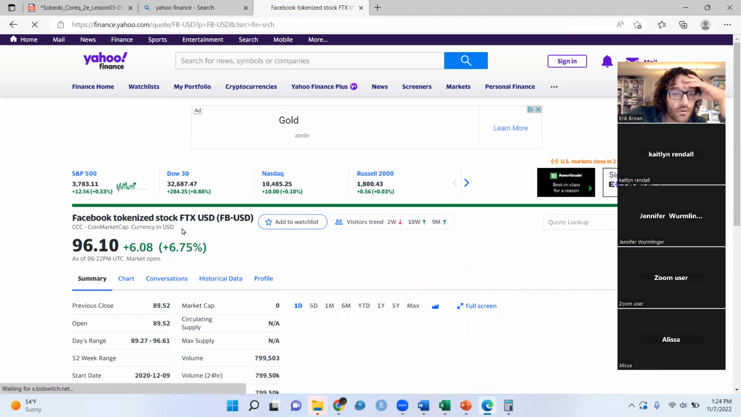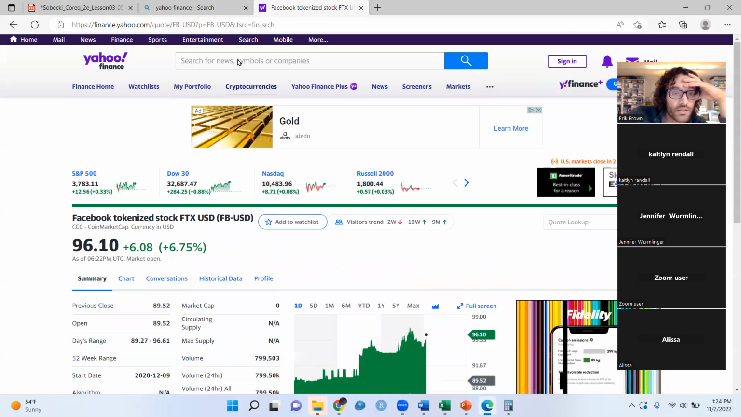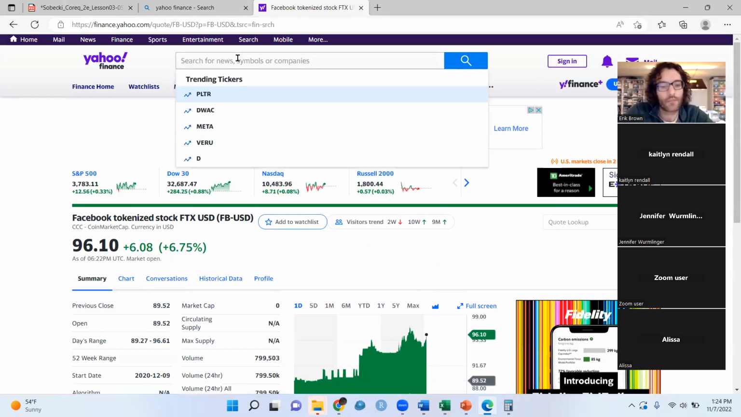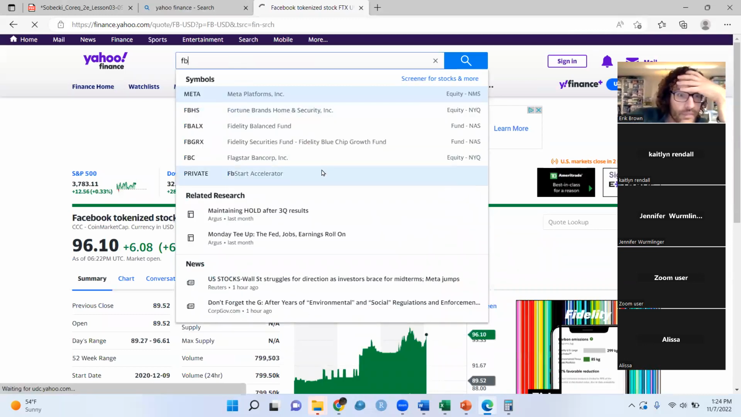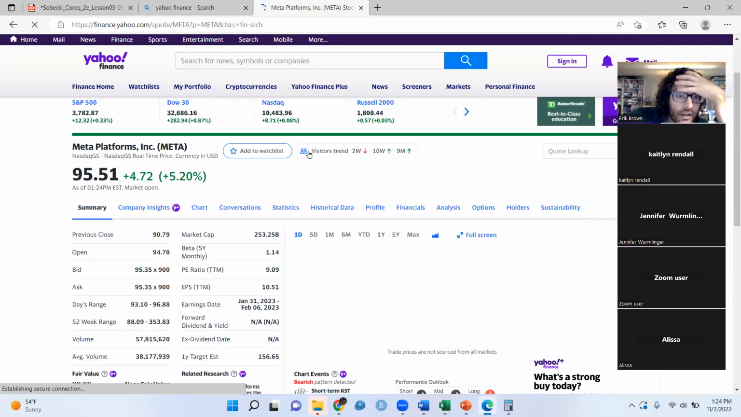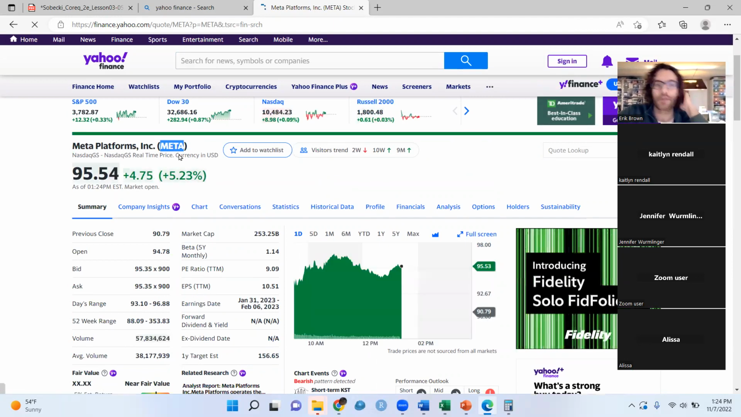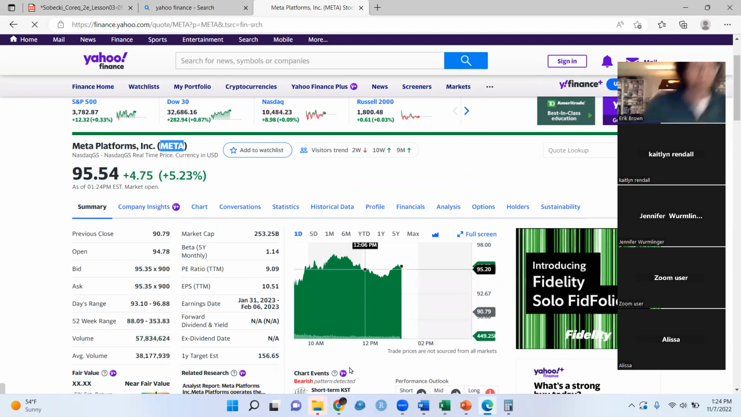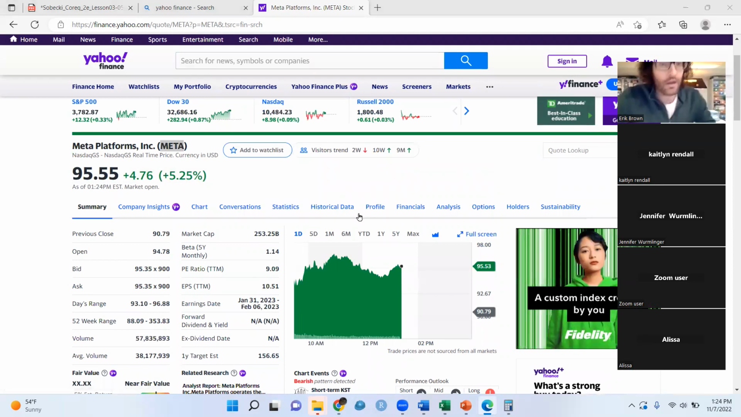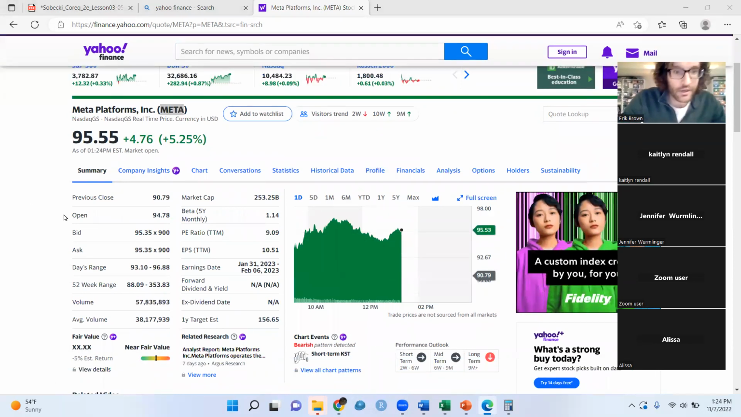Tokenized stock. What is that? I think Facebook's stock ticker is just FB. Yeah, there we go. I forgot Facebook got renamed Meta. So its stock ticker is META. Okay, so here is our stock ticker with all the same information as before.